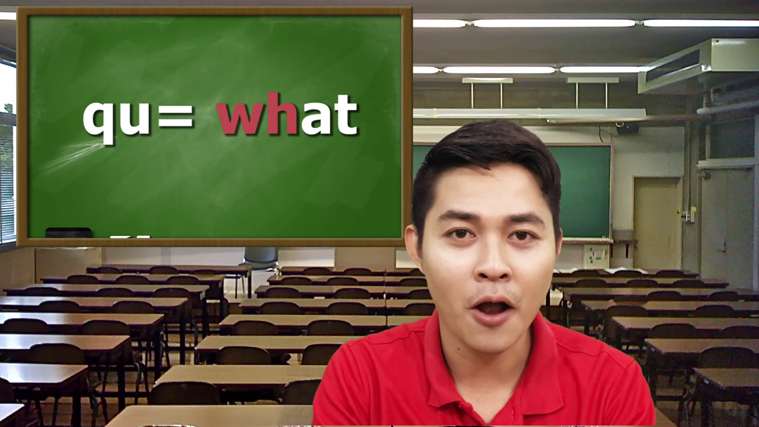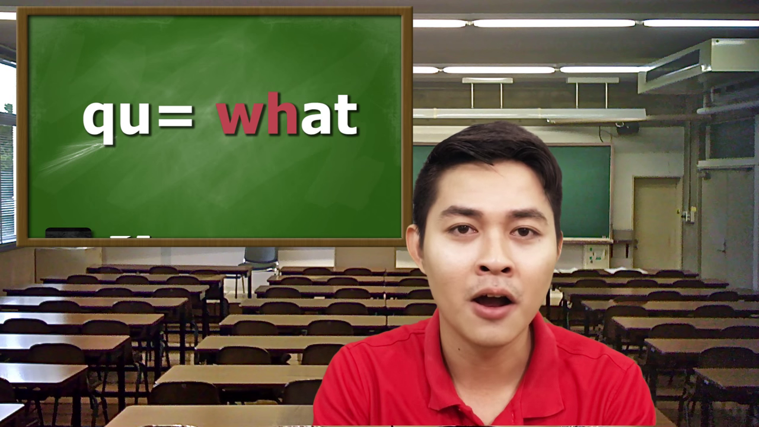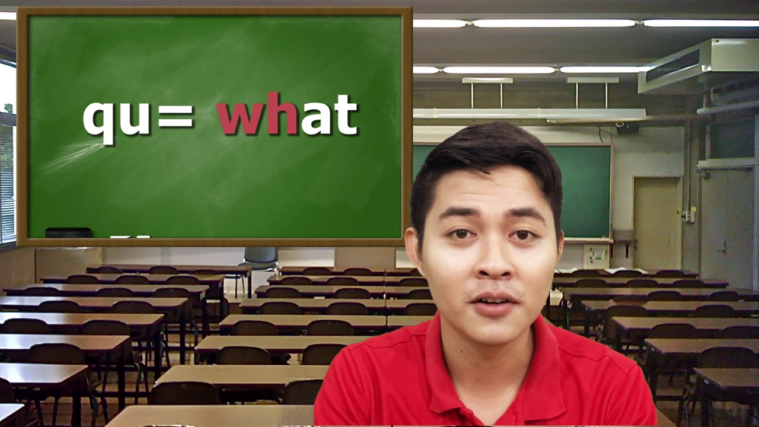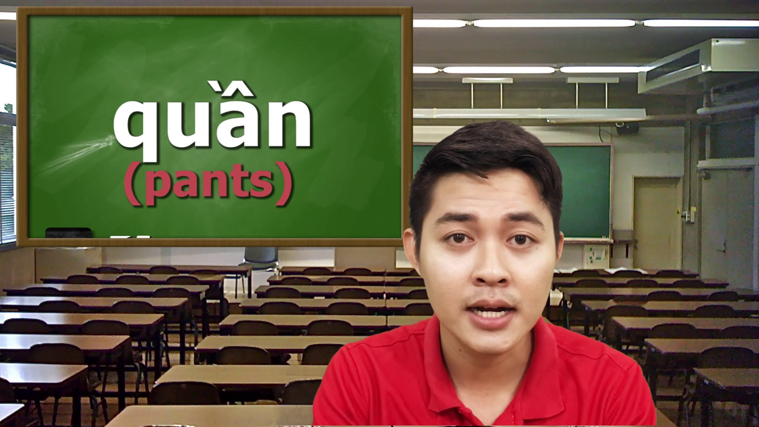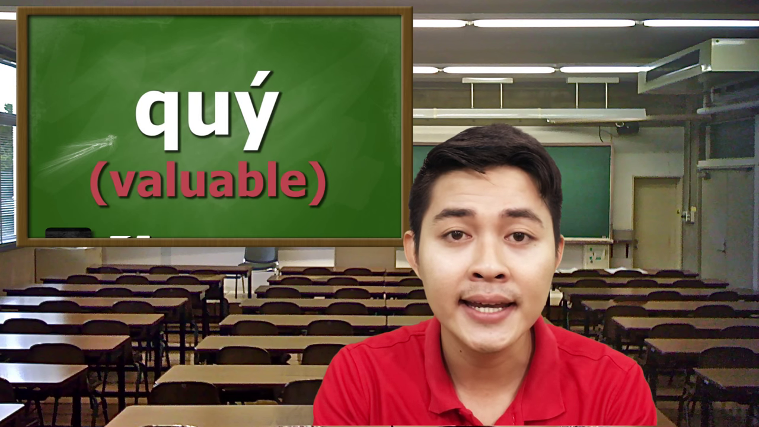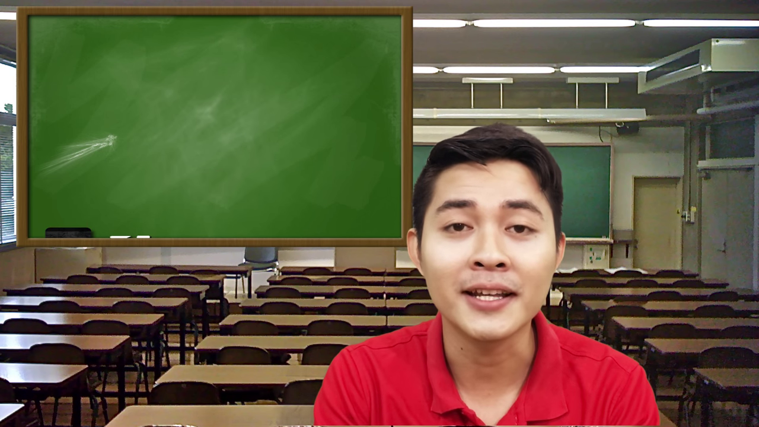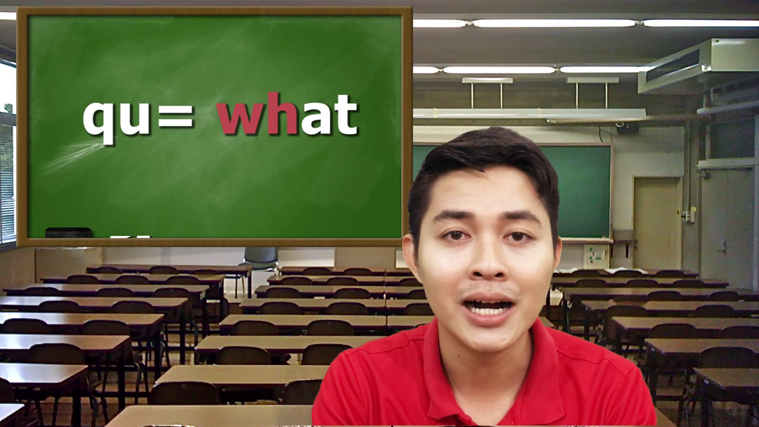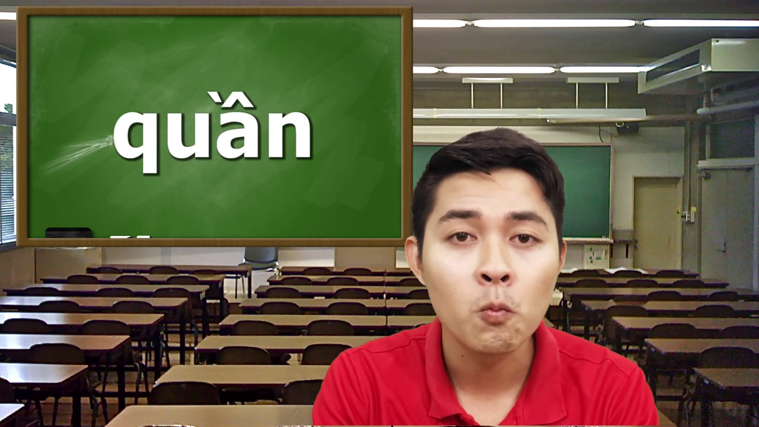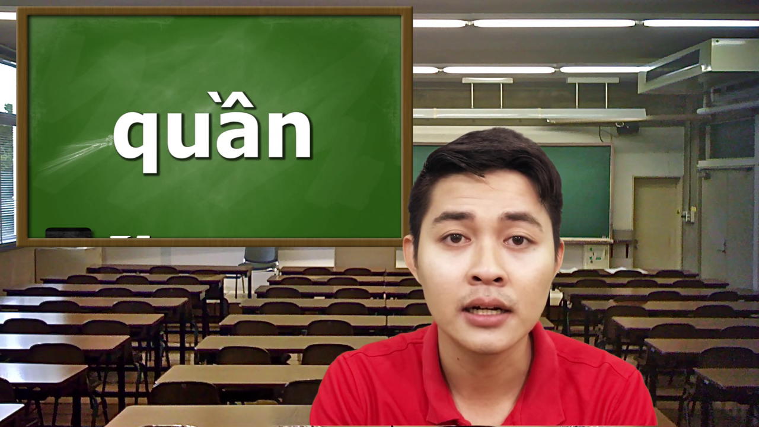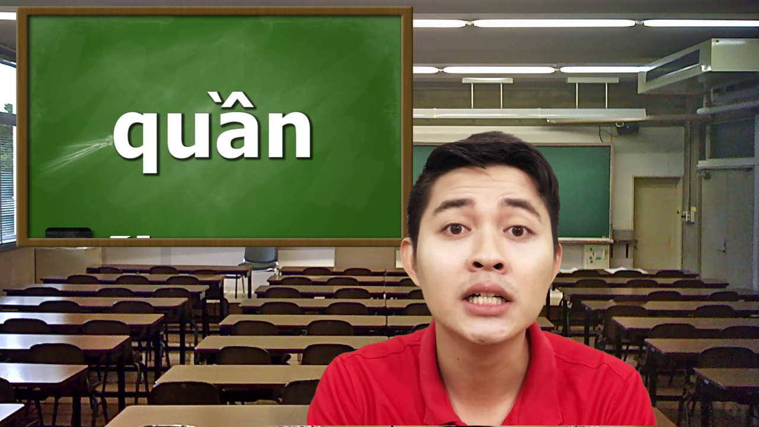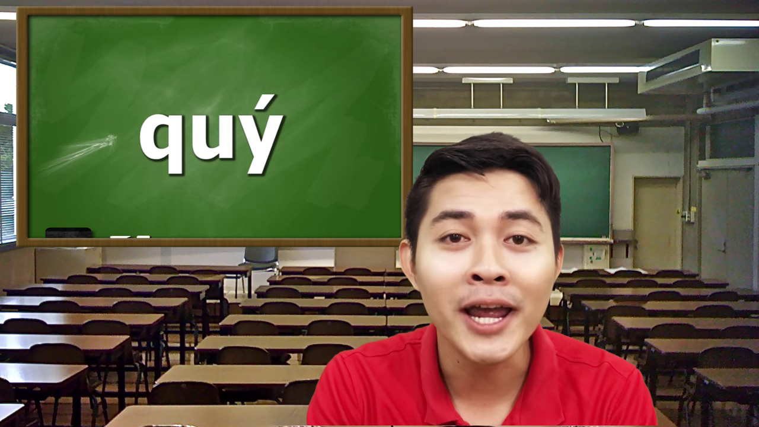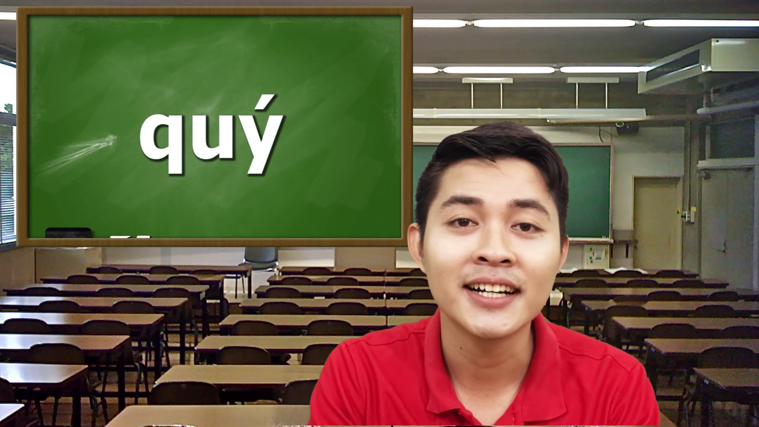The next consonant is w, like in what or want. For example, quần, quý. Now repeat. Quả, quả, quần, quần, quý. Good.